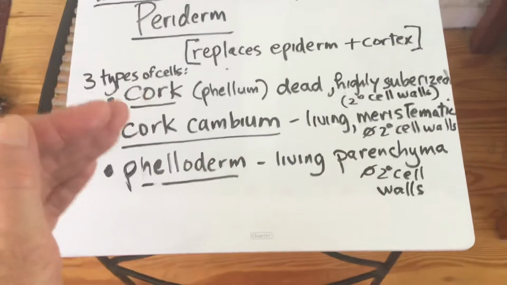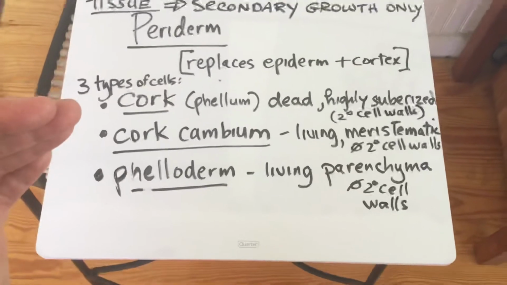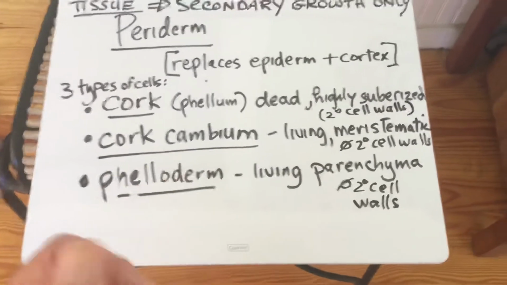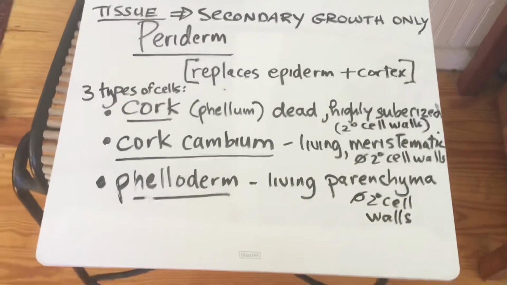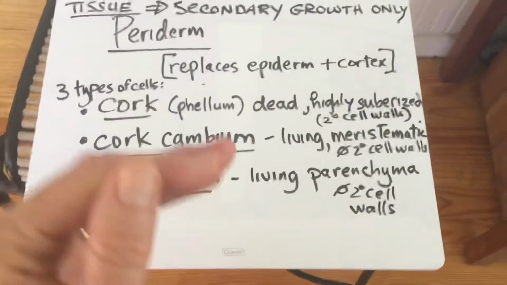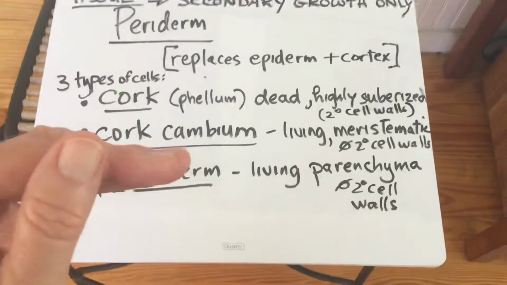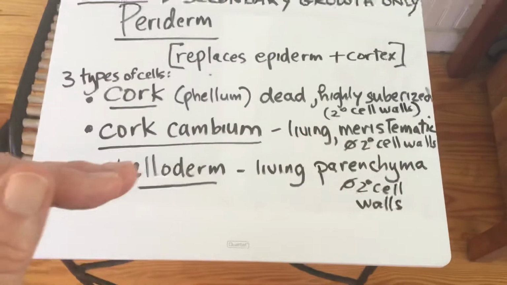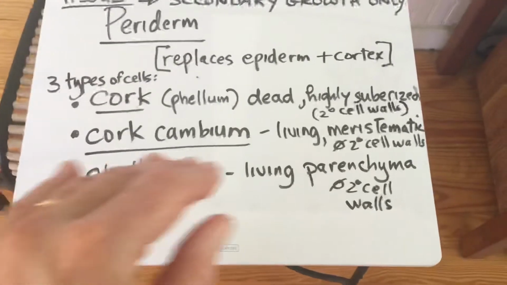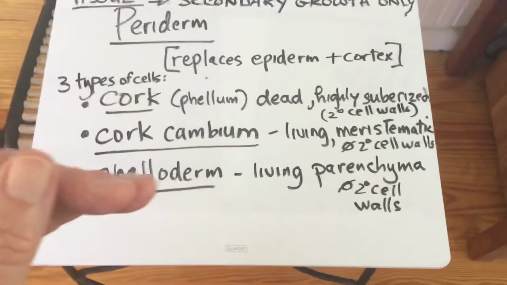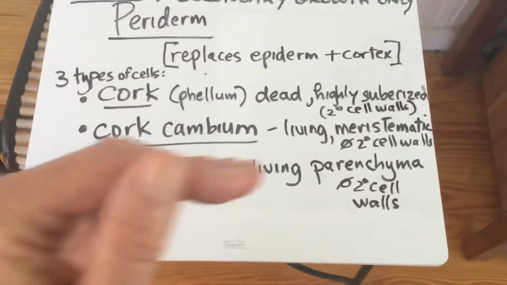The cork is like the dead layer of cells. Those cells have secondary cell walls. It's completely dead. Cork cambium is a living part. It's actually a meristem that is going to keep making cork towards the outside, and keeping the phelloderm maintained towards the inside. And the phelloderm is one little layer of cells that's right inside the cork cambium that is next to the actual living part of the tree.